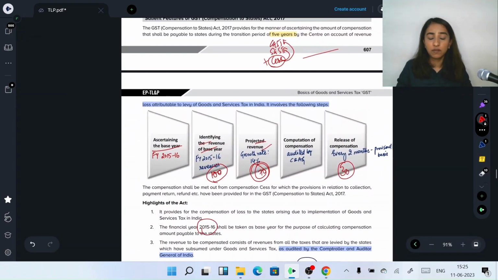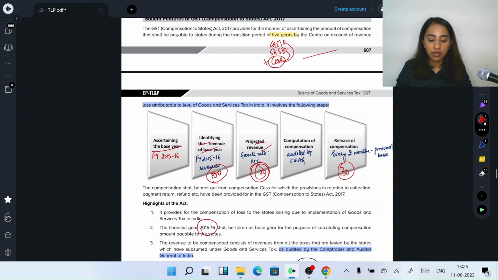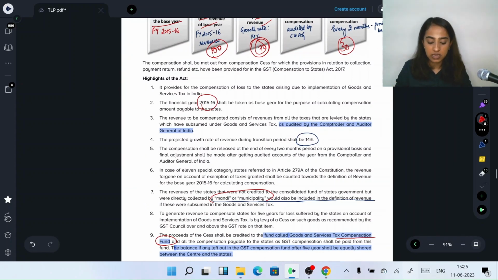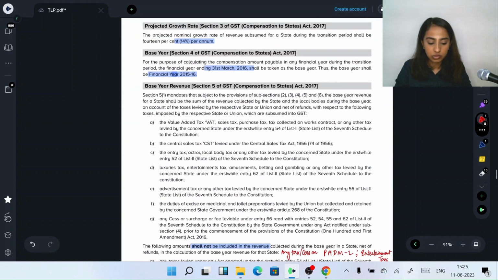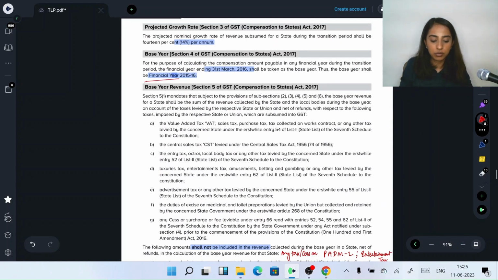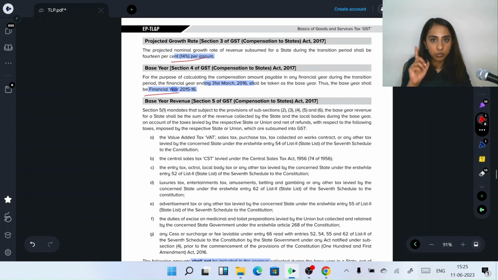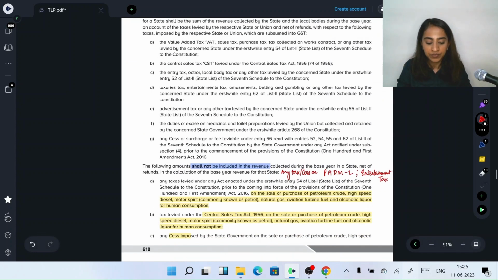I have given you a very brief overview, and if you know this much, I think it is more than enough. All you need to know is only this much. I've touched everything. This is going to be a financial year, and your projected growth rate is going to be 14%. All these are MCQ points.